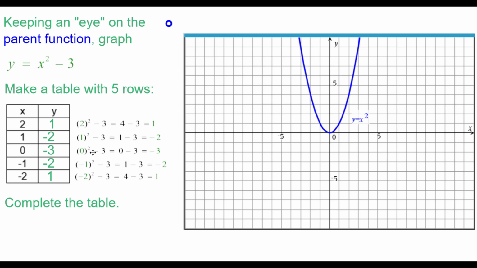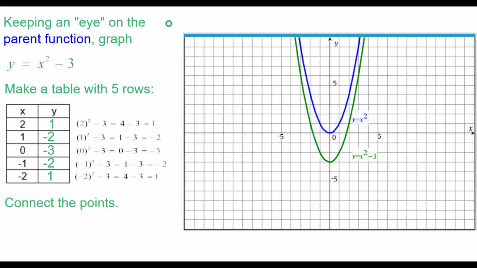So putting in the values for the table, and you can see how I got them here. Press pause if you need to see how those values were arrived at. Go ahead and plot those points. Press pause when you're finished. So those are those 5 points right there. And then we'll go ahead and connect the points. And we get y equals x squared minus 3 in green.